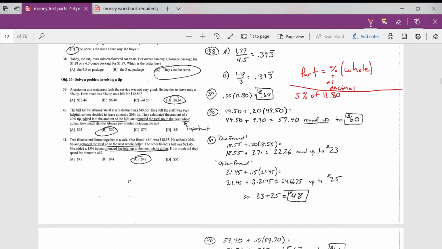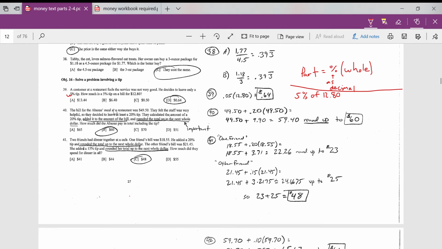Now this question only asks for how much the tip is, not for what the total bill is. So it's just a one-step problem. We change 5%. So remember, 5%, you go 1, 2, any open spot, you put a 0. So 5% is 0.05 times $12.80 is 64 cents.